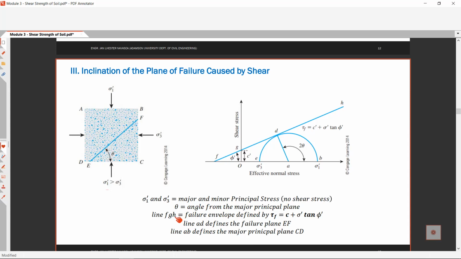The line FGH, F, G and H, is the failure envelope defined by the function tau equals c plus sigma prime tangent phi prime. So that is your linear graph. Then the line AD defines your failure plane EF.